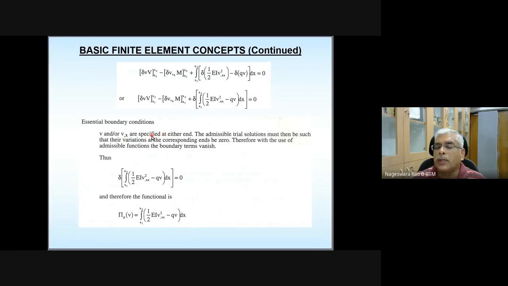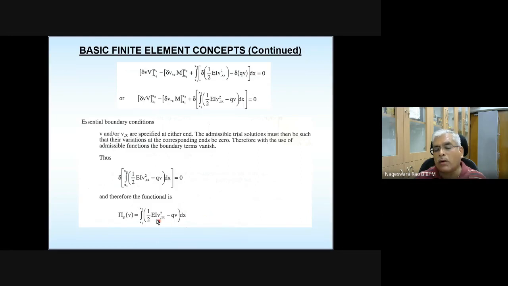Once you specify those quantities at both ends, at x1 and x2, then the admissible trial solution must be such that their variation at the corresponding ends be 0. So these two terms get eliminated, you will be left with only this term. That is what is written. So nicely you got something like a variation of something inside the bracket is equal to 0. Whatever is there inside the bracket is nothing but your potential energy functional.